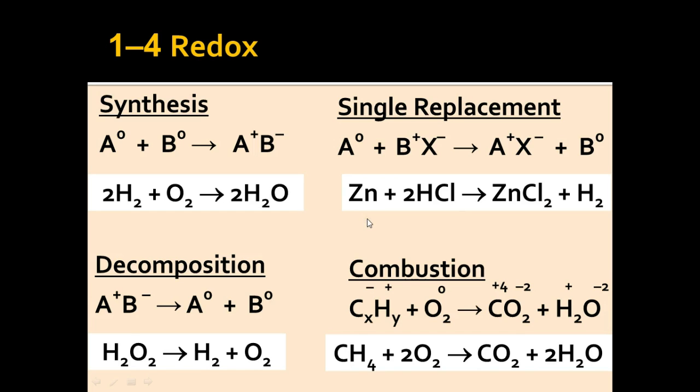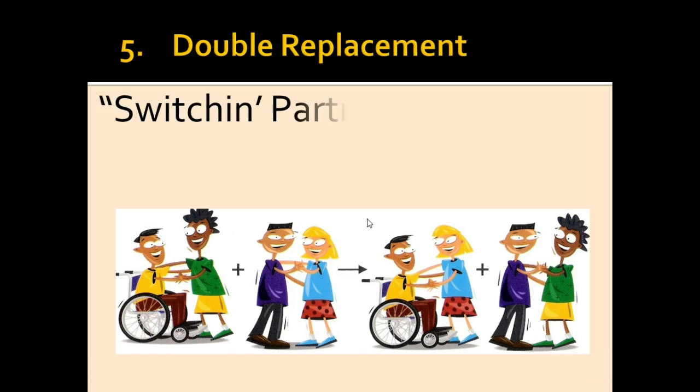And then we have the fifth type of reaction, which we haven't talked about, which is double replacement. Pretty much this is just like switching partners. We have these two couples, and the two girls switch. This girl ends up with the guy in the wheelchair, and this girl ends up with the guy with the flat haircut and purple shirt. So pretty much these two just switch.